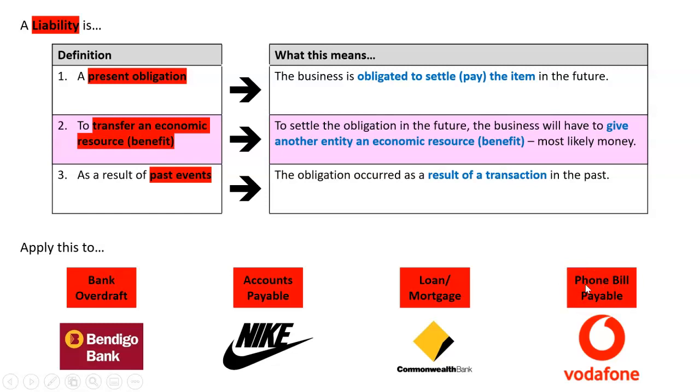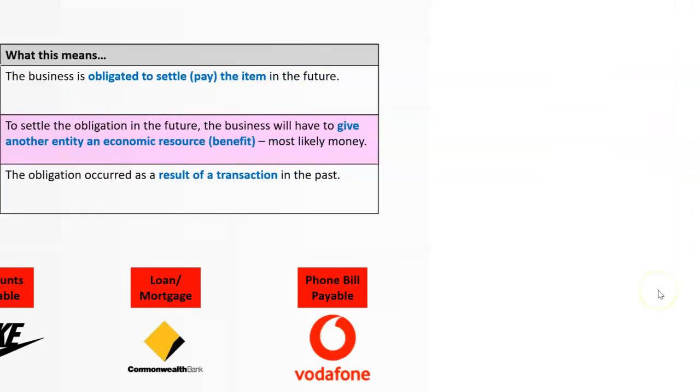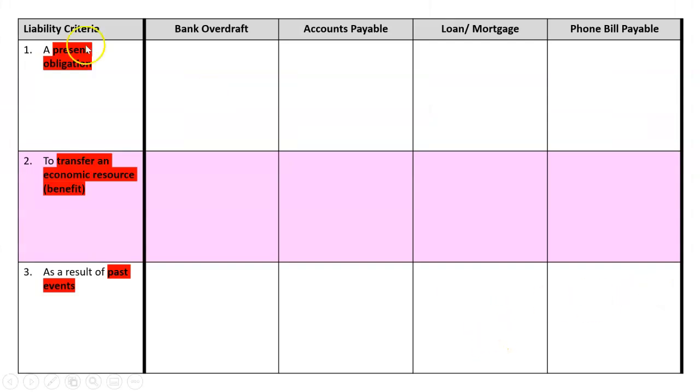Don't worry about that term yet. Again, something we'll deal with later. But yeah, that's a phone bill payable. So we owe Vodafone for last month's phone bill. Let's just say that. And what we'll do is we'll apply our 3 criteria here to each of these examples. So let's take a bank overdraft. It is a present obligation to what? Well, that's easy. You're obligated to repay the bank.